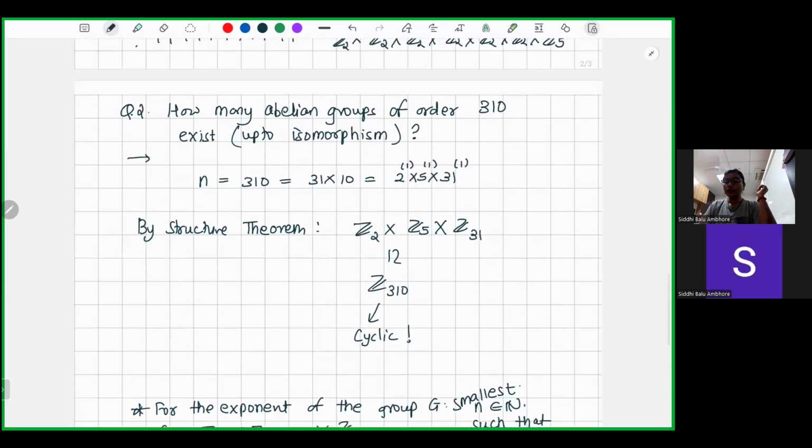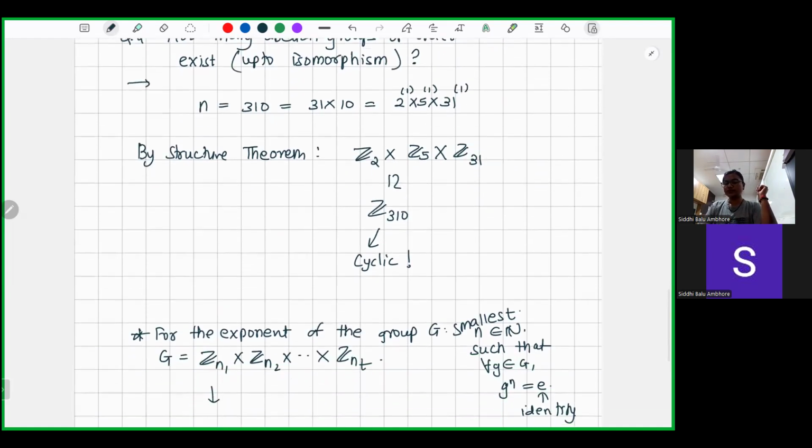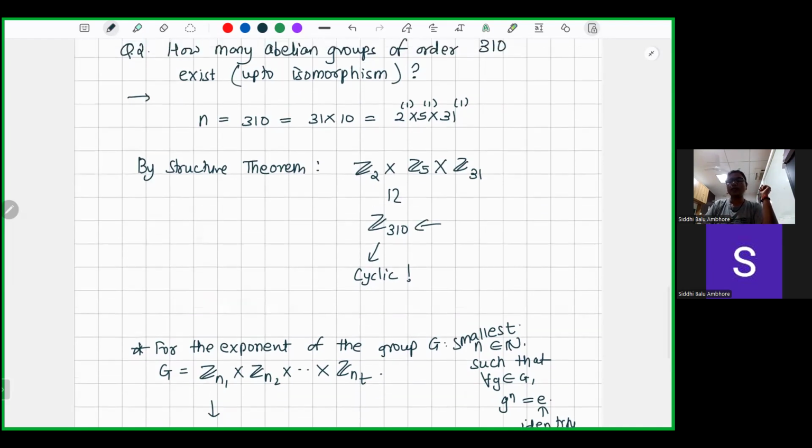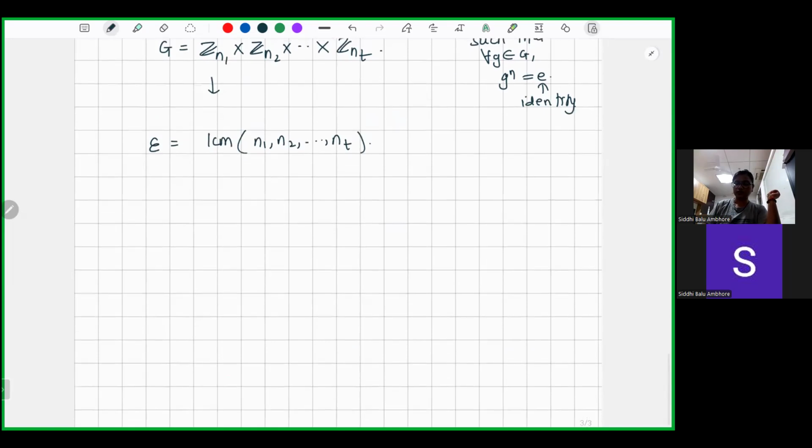So that's it. So an abelian group of order 310 is always cyclic. We got it from this example because Z_310 is also a group of order 310, and this is a group which we got from the structure theorem. And by the structure theorem, this is the only possibility. So we got that this is the only possible group of order 310 we can have.